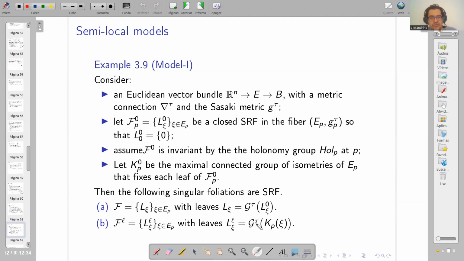We can also do something in between. Instead of translating, so you may translate a vector, then you have the holonomy foliation. I cannot write tau.